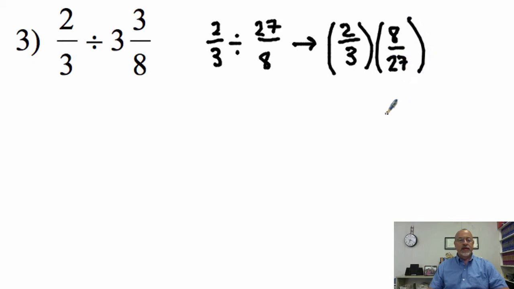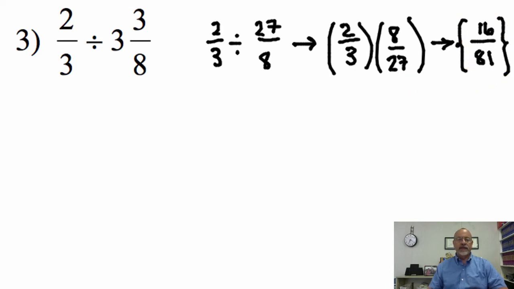Now that it's a multiplication, I can reduce. I look to reduce. There aren't any common factors between my numerators and denominators, so I am going to just have to multiply these together. So 2 times 8 is 16. 3 times 27 is 81. And again, because I could not reduce before I multiplied, I'm not going to be able to reduce after I multiply.